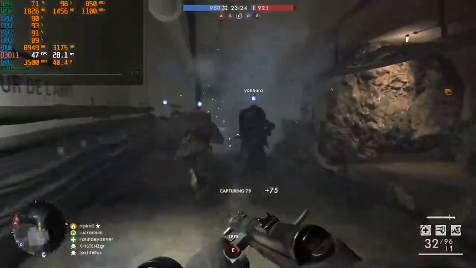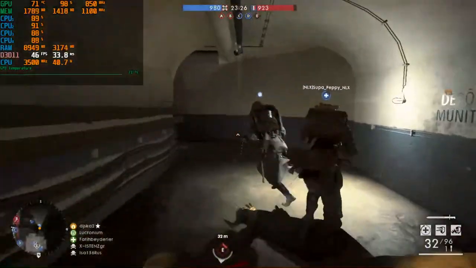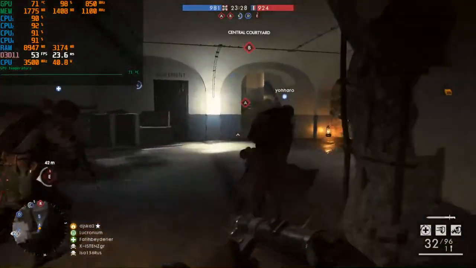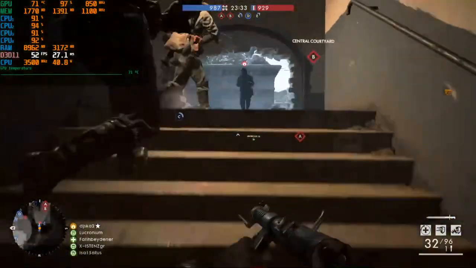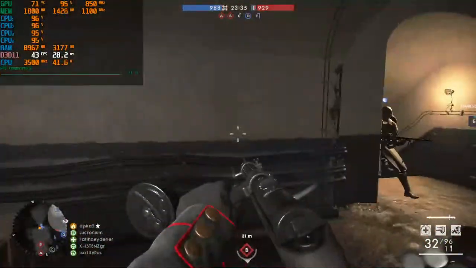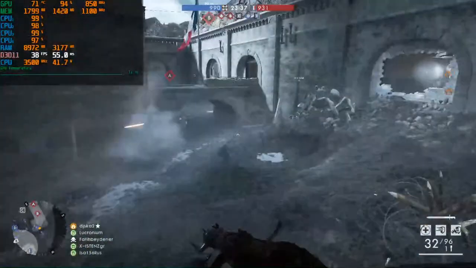So yeah, it is a little bit of a bottleneck, both of them actually. If you look at the percentage of GPU utilization and CPU, they're almost neck and neck. They're all the time at 98, 100, so yeah.